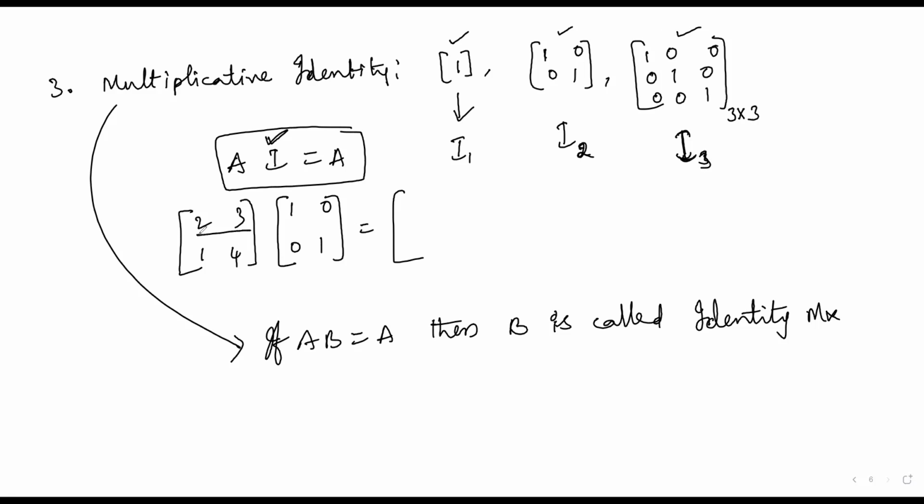You see here 2 by 3: 2 into 1, 2, plus 3 into 0 is 0. Yes or no? 2 into 0, 0, plus 3 into 1, first row second column, is 3. Second row, first column, 1 plus 2; second column, 0 plus 4. Now you understand why we are getting the same thing, A into I gives A.